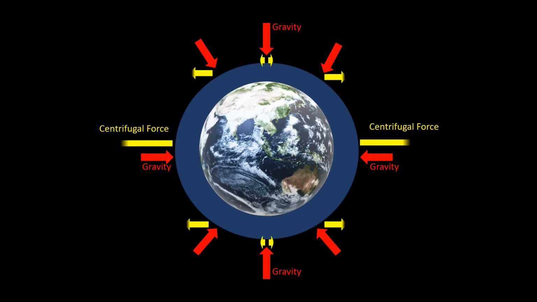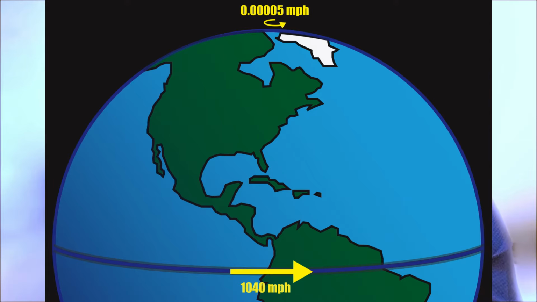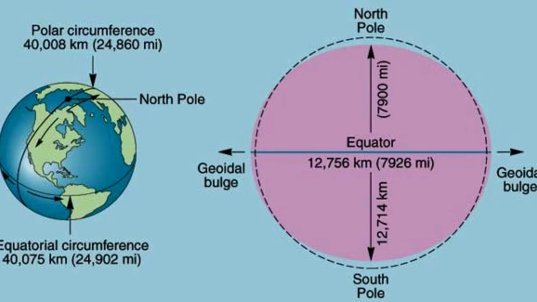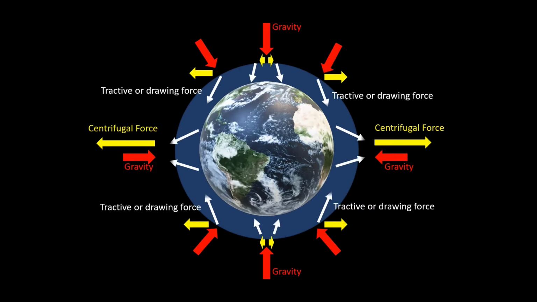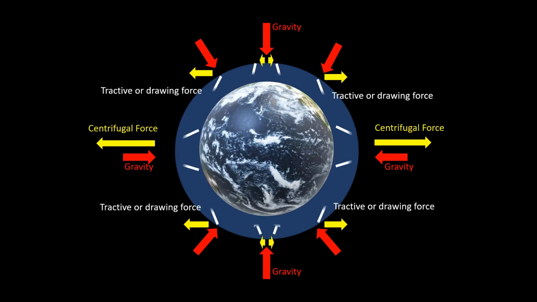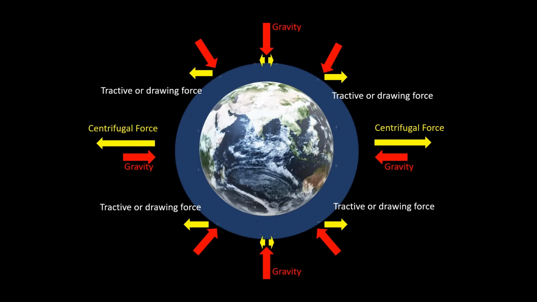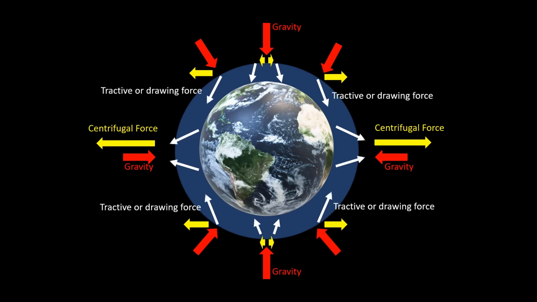The rotational speed of the earth at the equator is about 1600 km per hour, and at the north and south poles it is almost zero. That centrifugal force overcomes the gravitational force at the equatorial region, and it is the reason the earth bulges out by about 22 km at the equator. Now these two forces combine and create something known as the tractive or drawing component of force, which is the actual mechanism for producing the tides.